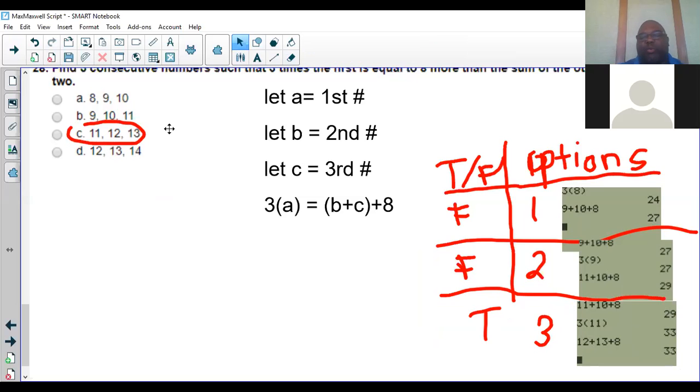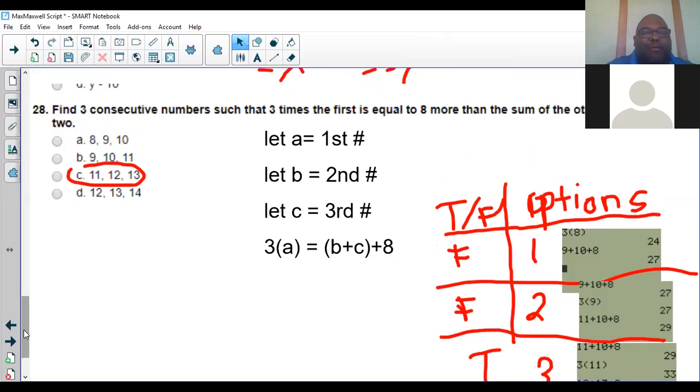So let me summarize what we basically did. First of all, we had to convert the English words into numbers. And sometimes that's hard. If you don't know what 3 consecutive numbers means, you're at a disadvantage. If you don't understand 3 times the first number is really 3 times the variable, and we let that first variable be A, and if we didn't understand that we have to take the second and the third variable and add them to 8, then it almost becomes impossible to do.